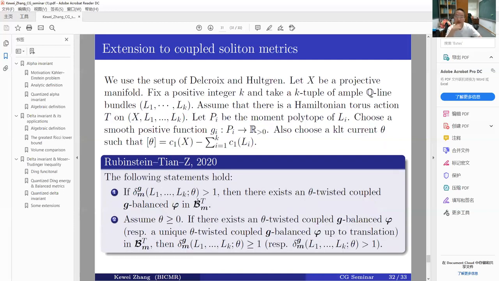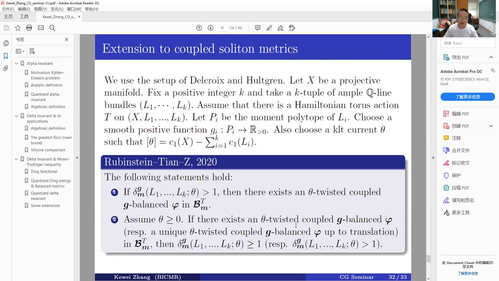Another extension is for coupled metrics. You can consider several line bundles, and let's say you have a torus action on each line bundle, and you choose some smooth function on the moment polytope. Then you can again consider these weighted delta M invariants for this coupled line bundle, and you can also show that this delta invariant characterizes the existence of coupled balanced metrics.